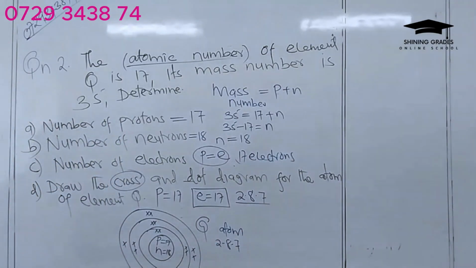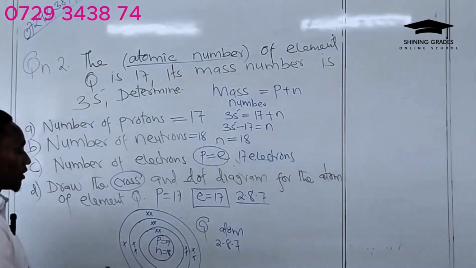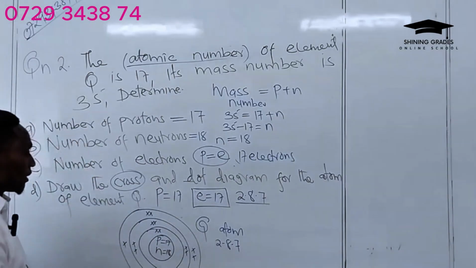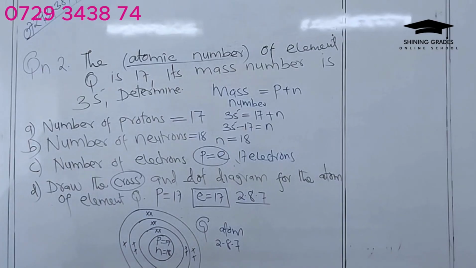When you are provided with the mass number and atomic number, you write the number of protons and neutrons within the nucleus. When you are not given the mass number, you cannot work out the neutrons. In that case, you just write the symbol of that particular atom or element within the nucleus. So if they had not provided the mass number, I could only have written the Q within the nucleus.